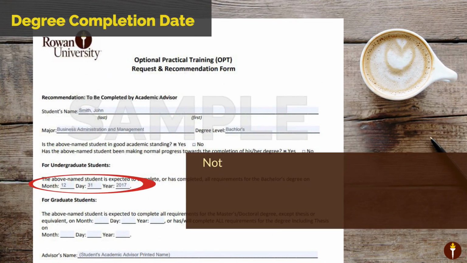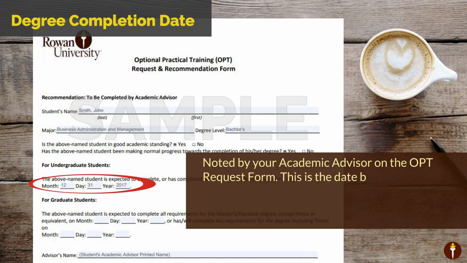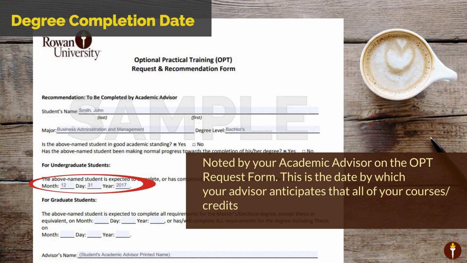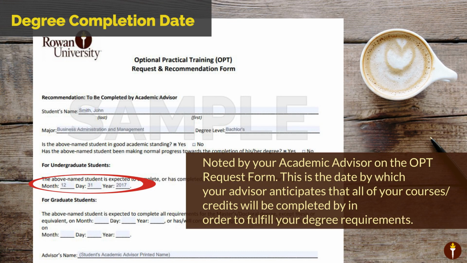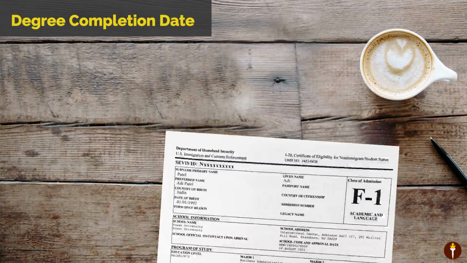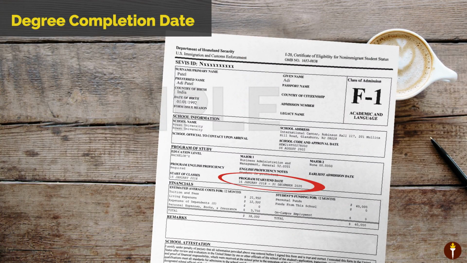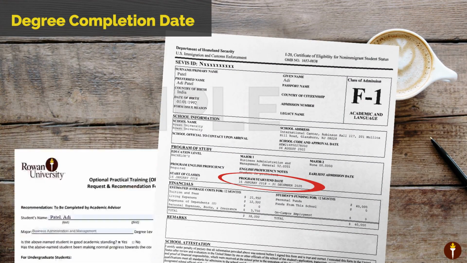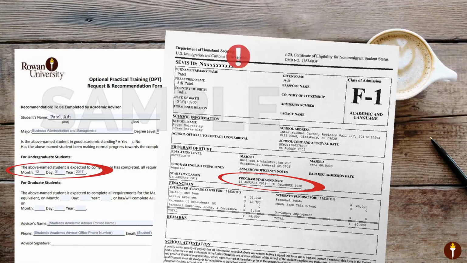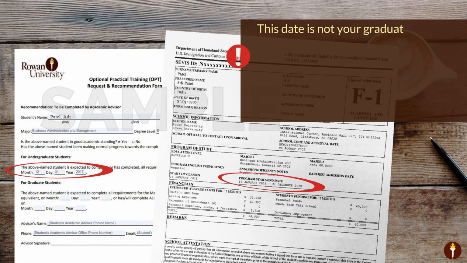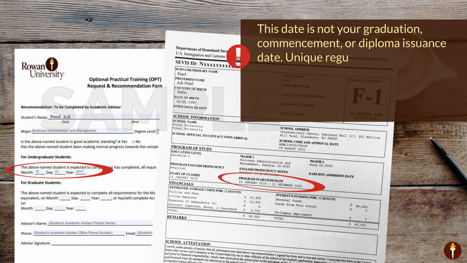The degree completion date is noted by your academic advisor on the OPT request form. This is the date by which your advisor anticipates that all of your courses or credits will be completed in order to fulfill your degree requirements. The program end date on your I-20 will then be updated to reflect the degree completion date noted by your academic advisor. Please note, this date is not your graduation, commencement, or diploma issuance date.